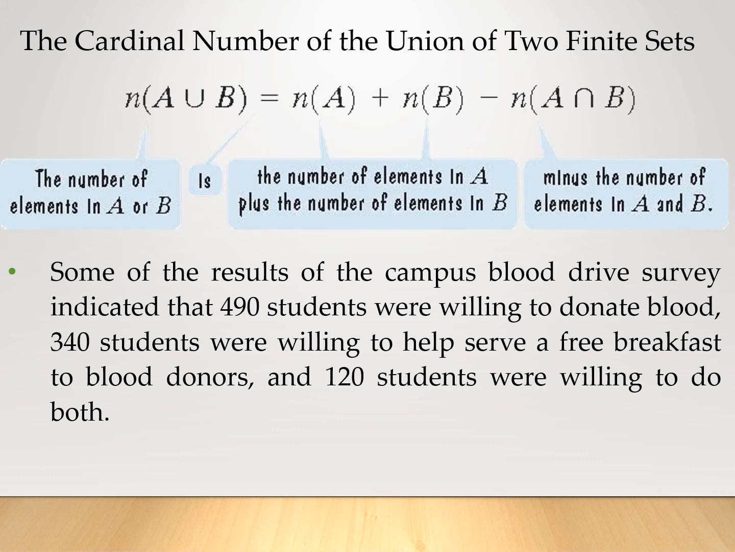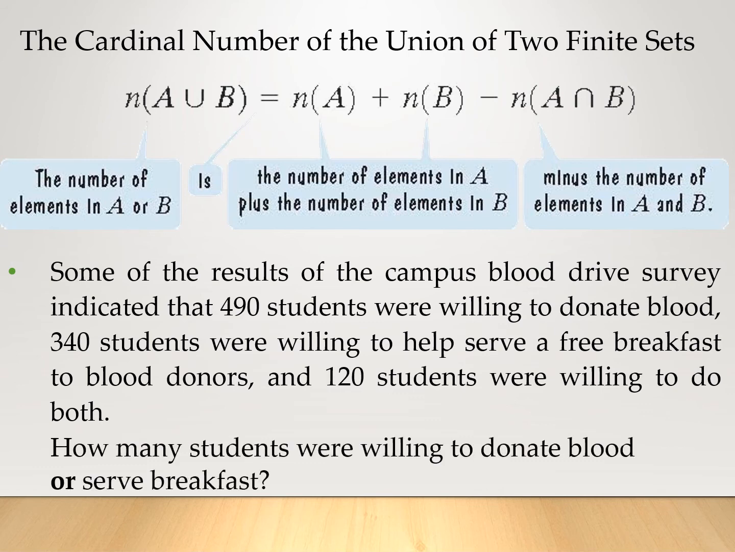So let us have an example. Some of the results of the campus blood drive survey indicated that 490 students were willing to donate blood, 340 students were willing to help serve a free breakfast to blood donors, and 120 students were willing to do both. Let us find out how many students were willing to donate blood or serve breakfast. So the word "or" means it is the union.